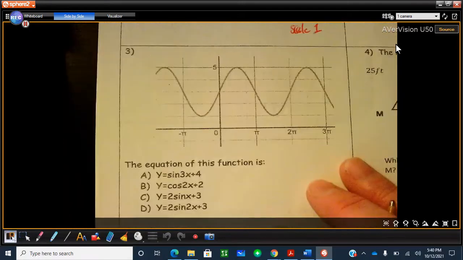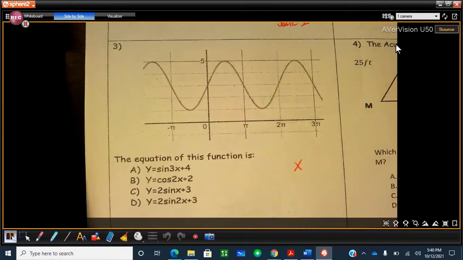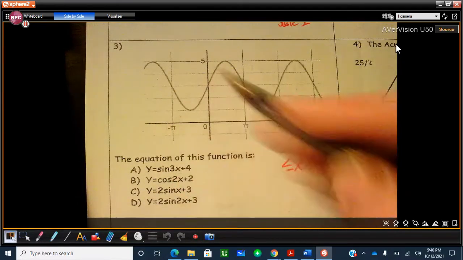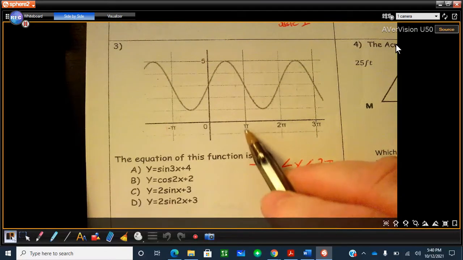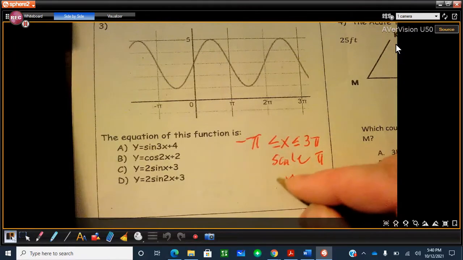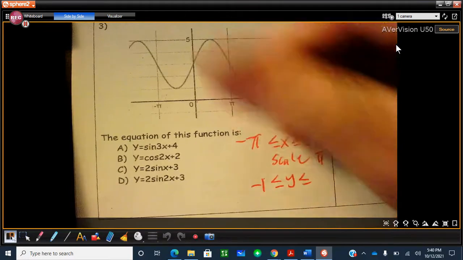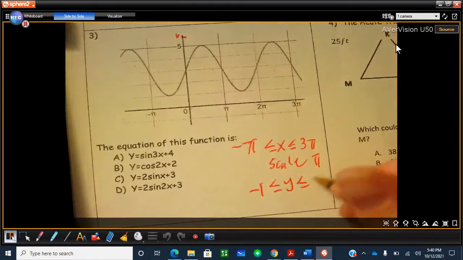Okay, number 3. So we're just matching an equation. So when you go to put it in Desmos, your x value is going to be less than or equal to 3 pi, greater than or equal to, and we can use negative pi. And the scale that they use, because this is what we see, these are our tick lines, is pi. And then my y is greater than or equal to, it looks like negative 1, and less than or equal to, it's up to 5, but I'd actually kind of go to 6. And a scale is 1.